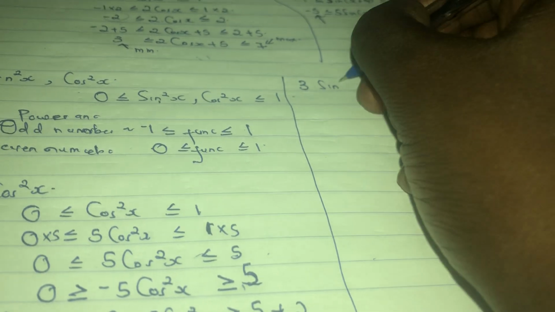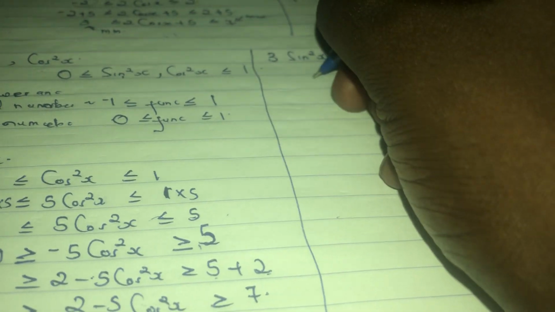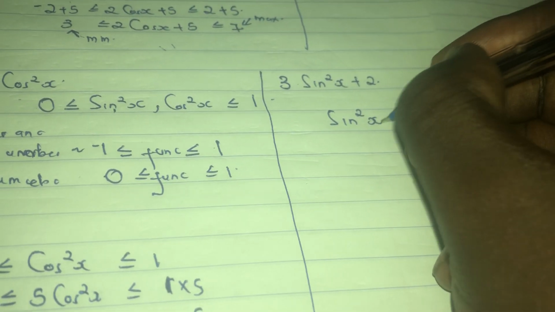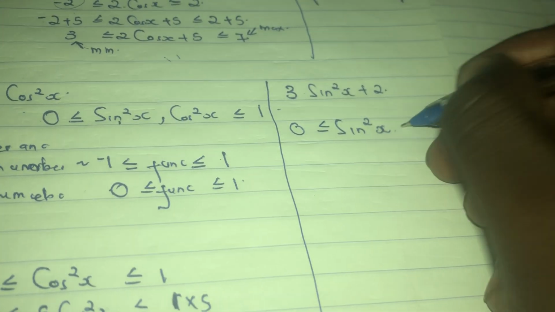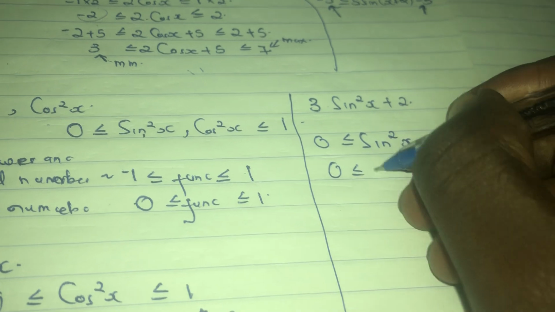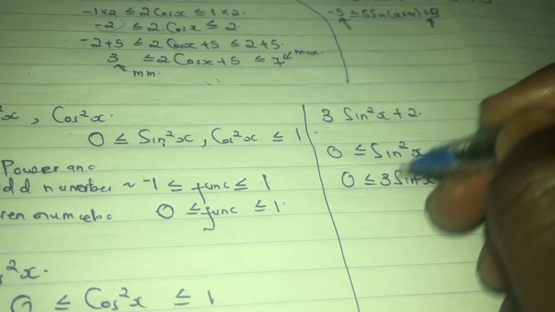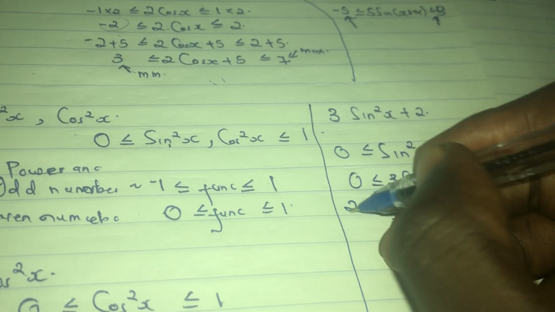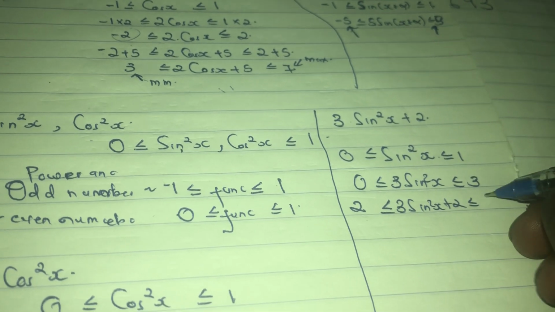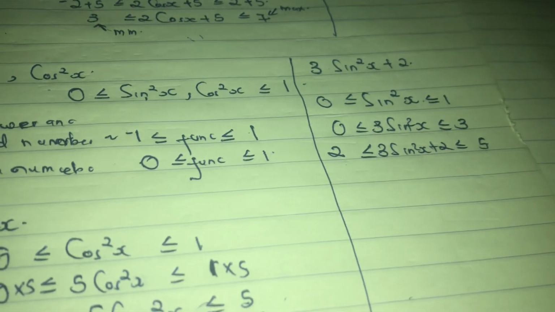We have 3 sine squared x plus 2. Are we together? So for such an instance, we would also do the same. This is sine squared x. We said the range here is 0 to 1. So we first multiply throughout by the 3. When we put this, it becomes 3 sine squared x, 3 times 1, which is 3. We add the 2, so it becomes 0 plus 2, which is 2. 3 sine squared x plus 2, and 3 plus 2, which is actually 5. So the maximum will be 5, and the minimum will be 2.